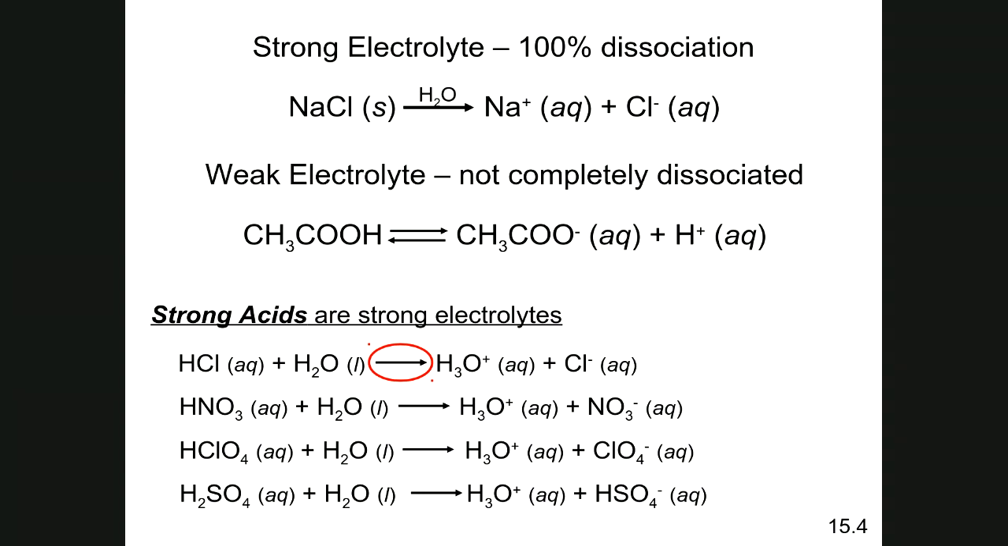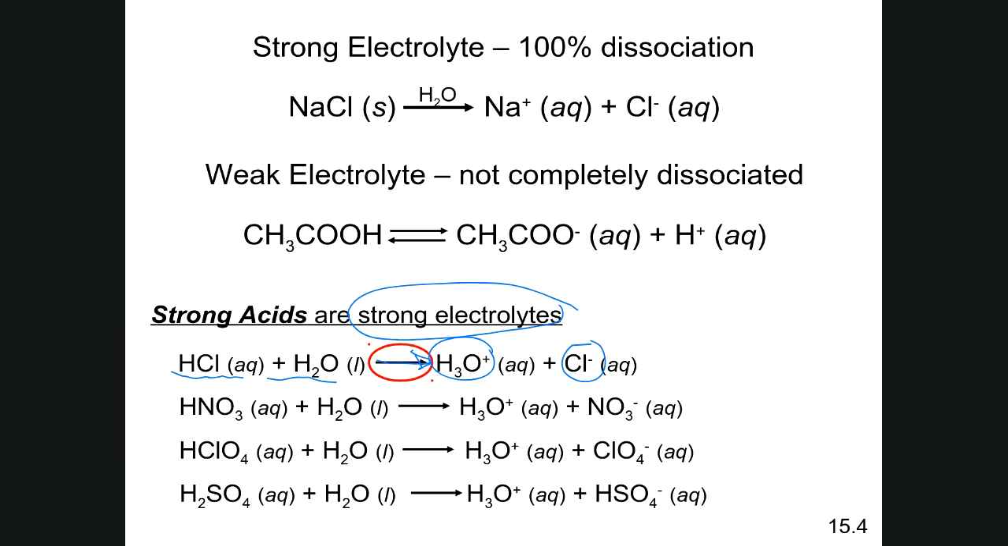When we talk about strong acids, 100% dissociation, we talked about HCl dissociating 100% because HCl was a strong acid. So in water, you will see this single arrow here. That is a strong acid. Strong acids are strong electrolytes because they dissociate and produce ions. 100% dissociation is going to produce 100% of the ions.